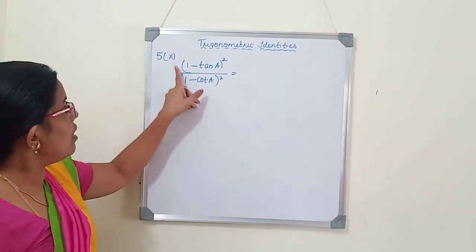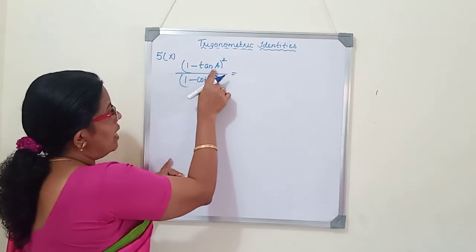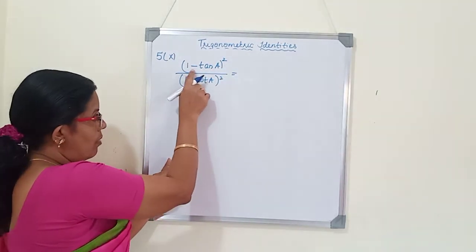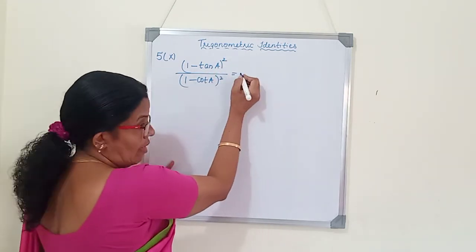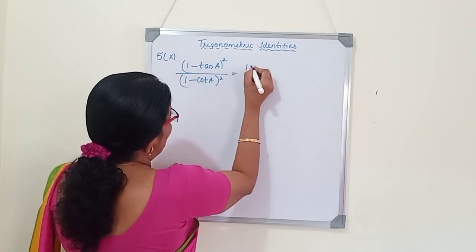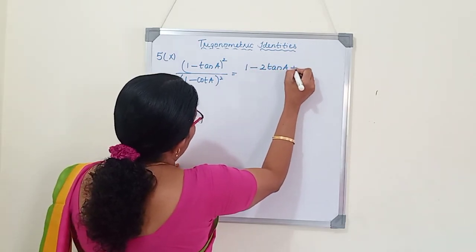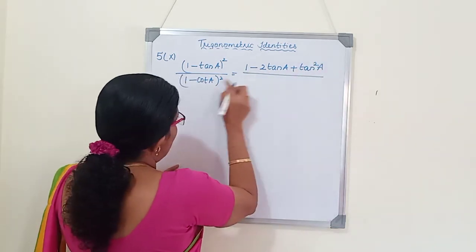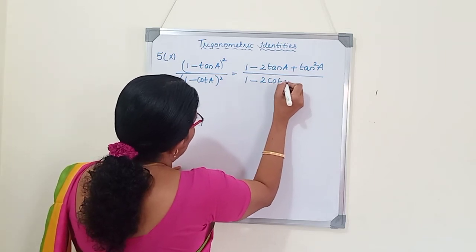The same question, 10th question, second part, we will try in one more method. See here, (1 minus tan A) by (1 minus cot A) the whole square. I had written it separately as (1 minus tan A) the whole square by (1 minus cot A) the whole square. Now again in the same way we will expand (A minus B) the whole square: A square minus 2AB plus B square. Again in the denominator, (A minus B) the whole square: A square minus 2AB plus B square.